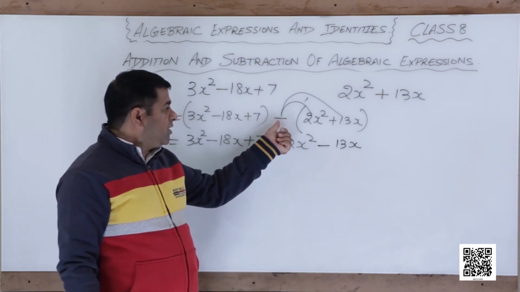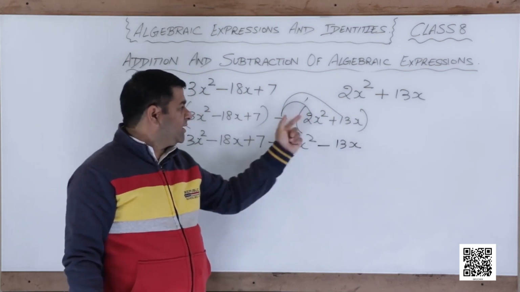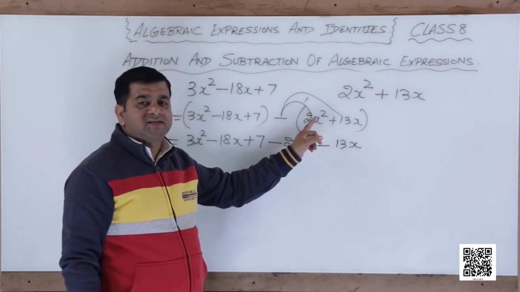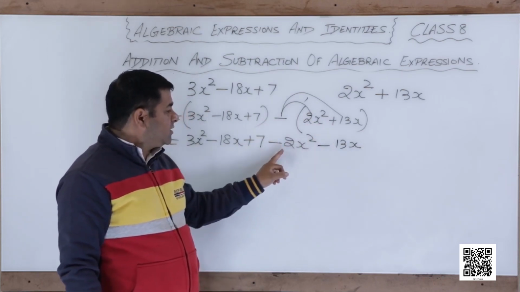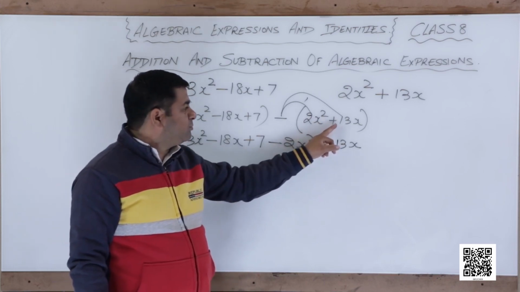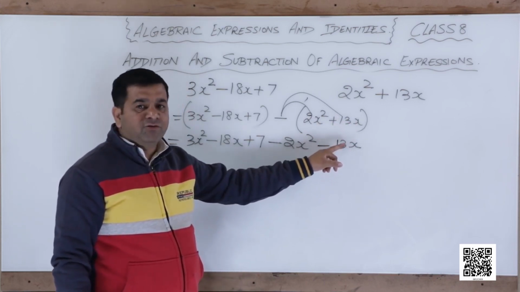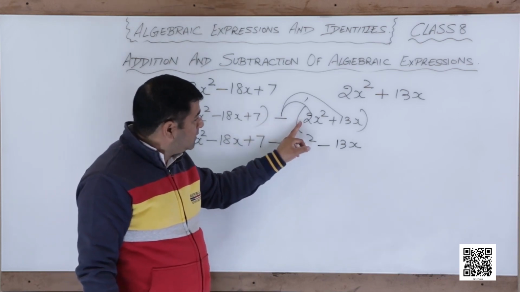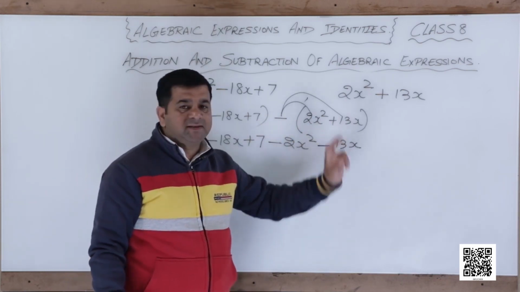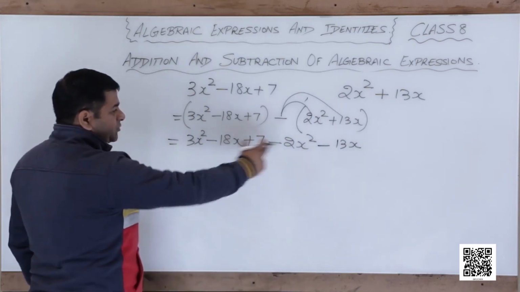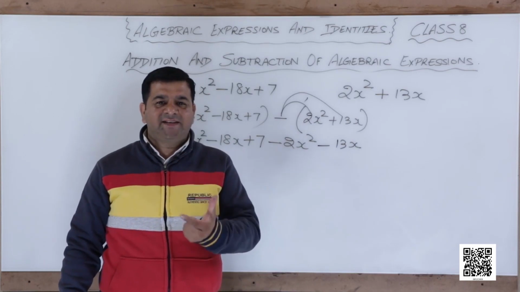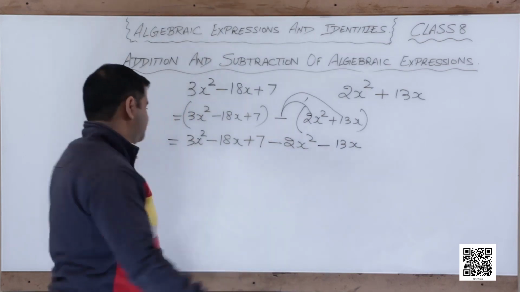So there was a minus sign in front of this bracket, that is why all the signs in the bracket get changed. This 2x square changes to minus 2x square, and plus 13x changes to minus 13x. Why? Because this minus sign multiplies with this term as well as this term. Now we have to solve them, and how do we solve it? By putting together like terms.